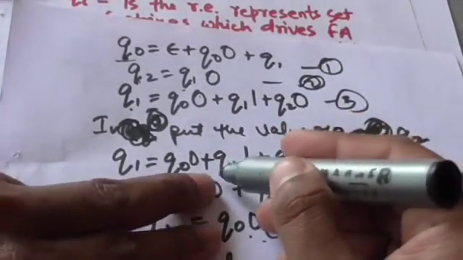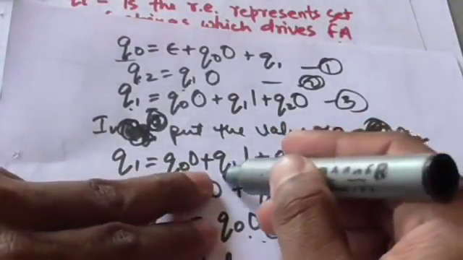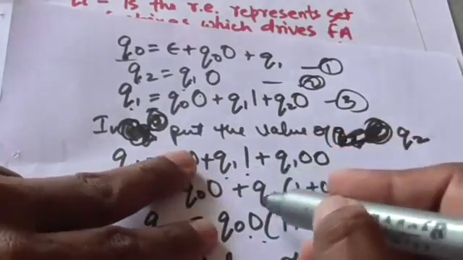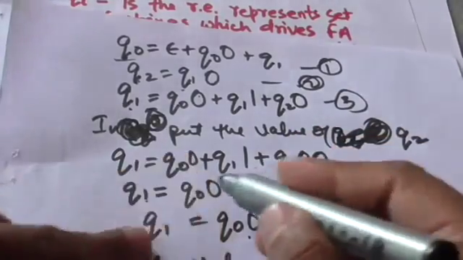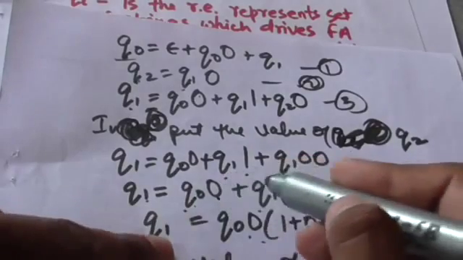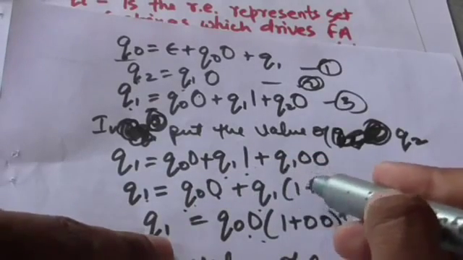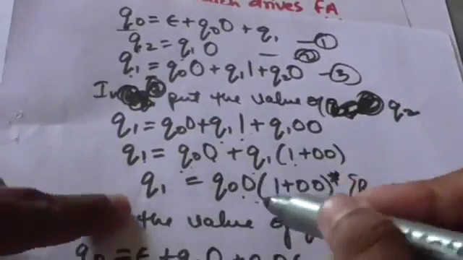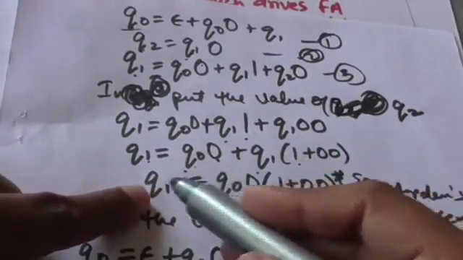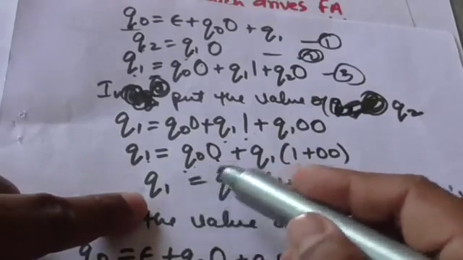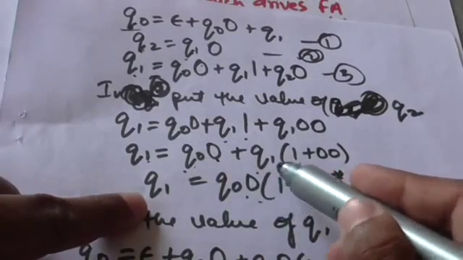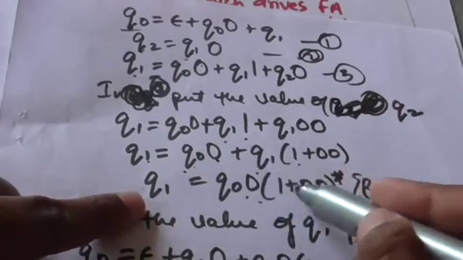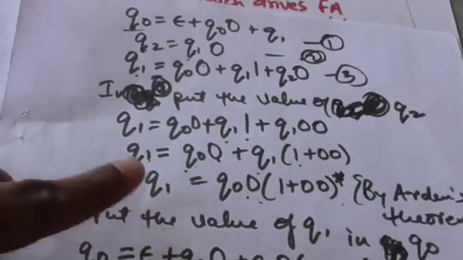Now take Q1 common in these two expressions, right? When we take Q1 common, it will become Q0 0 plus Q1 (1 plus 00). Now we can apply Arden's theorem here. By applying Arden's theorem, we will get Q1 equals Q0 0 (1 plus 00) clean, right?